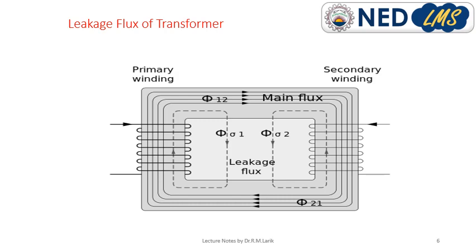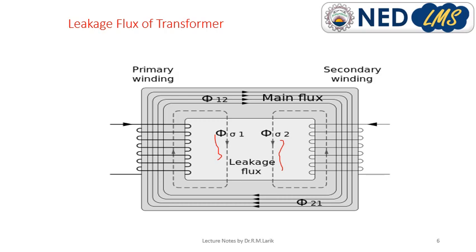Let's talk about the leakage flux of the transformer. There is some flux which leaks. That flux goes into the air and does not link with the secondary coil. So this is leakage flux. You see, there are several paths of flux. Why are there several paths of flux? To understand this, you need to consider transformer behavior on load.